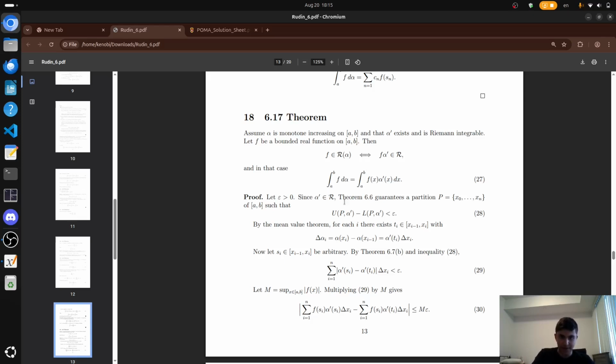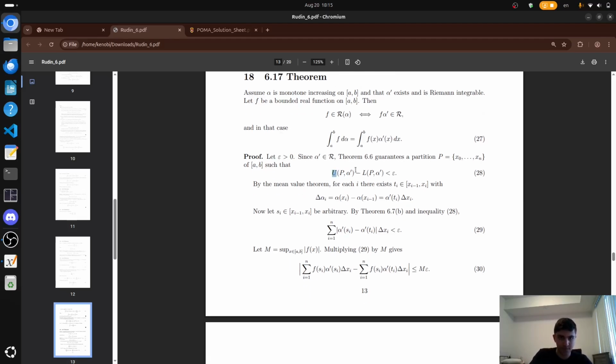Let epsilon be greater than 0. Since alpha prime is in R, Theorem 6.6 guarantees a partition P equals x naught to x n of [a, b] such that U(P, alpha prime) minus L(P, alpha prime) is less than epsilon. Because it's Riemann integrable, this inequality that we just proved works. By the mean value theorem, for each i there exists t i in [x i minus 1, x i], with delta alpha i equal to alpha x i minus alpha x i minus 1, equal to alpha prime of t i times delta x i.